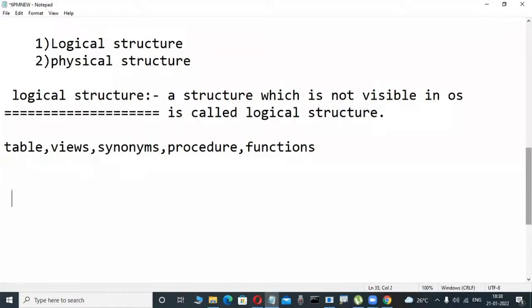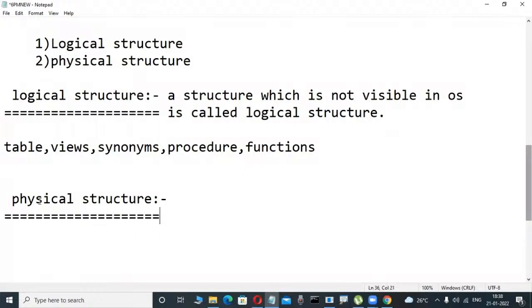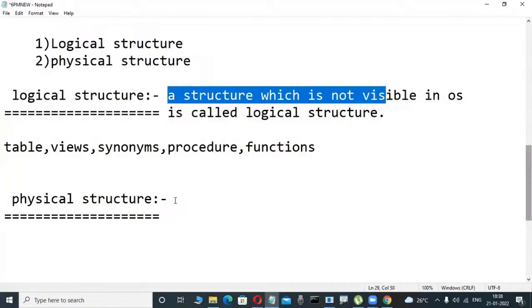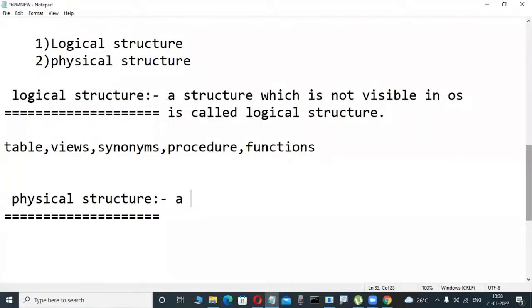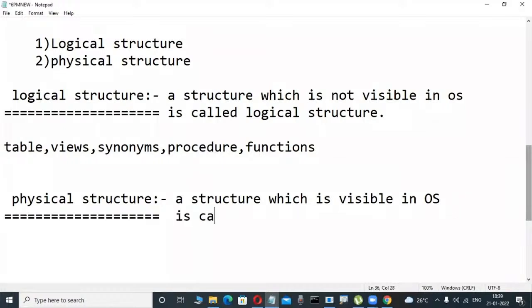Now observe it here. What is a physical structure? Don't write it. Just roughly observe it here. Now this is the opposite: a structure which is visible in the operating system. Don't write it. Observe it here. A structure which is visible in the OS, the operating system, is called a physical structure.